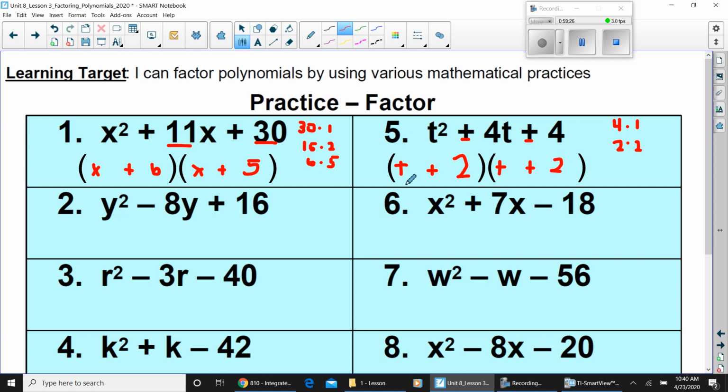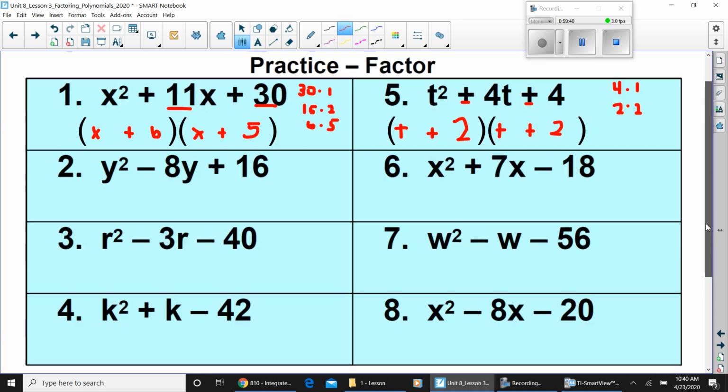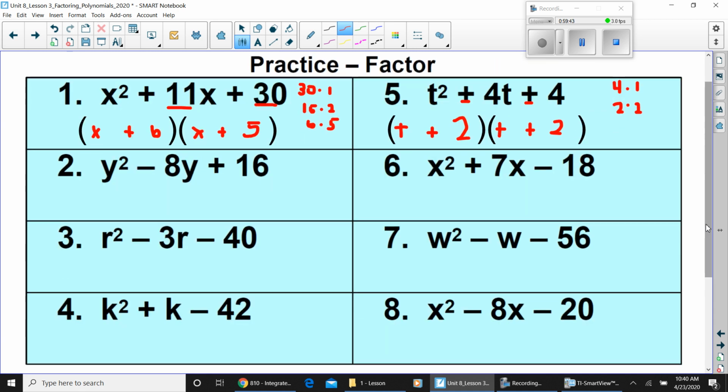And you can check it. t times t, t squared. t times 2 is 2t. 2 times t is 2t. 2 times 2 is 4. The 2t plus 2t in the middle is 4t. Again, I did 1, 5, which is not the correct way, but that's the way I did it. See if you could do number 2. Press pause now.